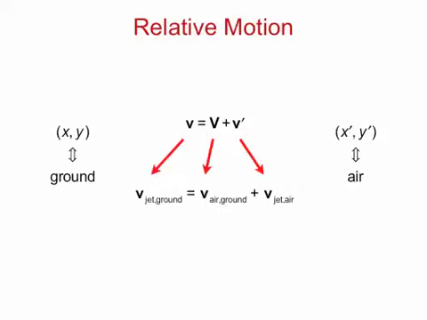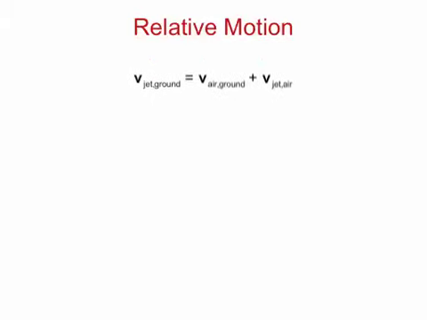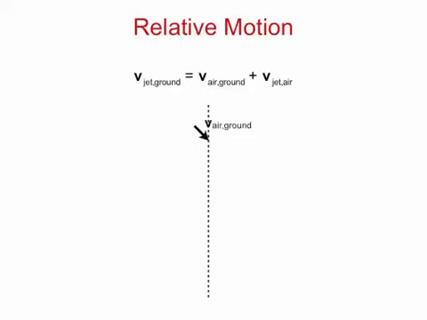With this in mind, let's draw a vector sum picture for this problem. We know that the vector v sub jet ground should point due north, but we don't know its magnitude yet. So we start just by drawing a north-south dashed line. Then we draw in the vector v sub air ground so that its tip is on the north-south line. We'll see why we do this in a minute. But since we know both the magnitude and direction of this vector, this part of the drawing is well defined.